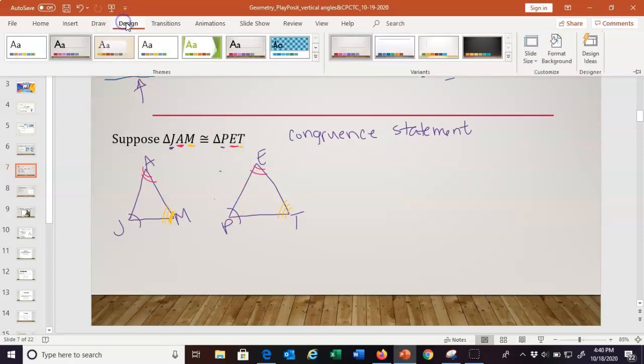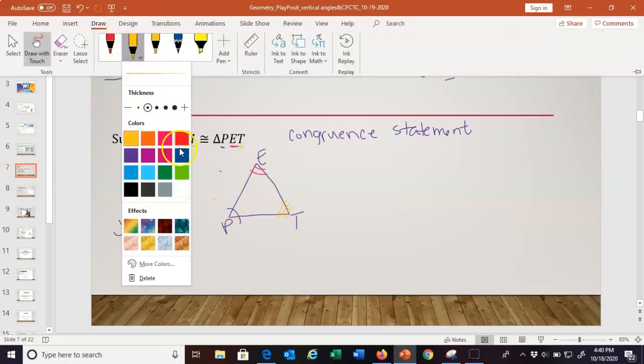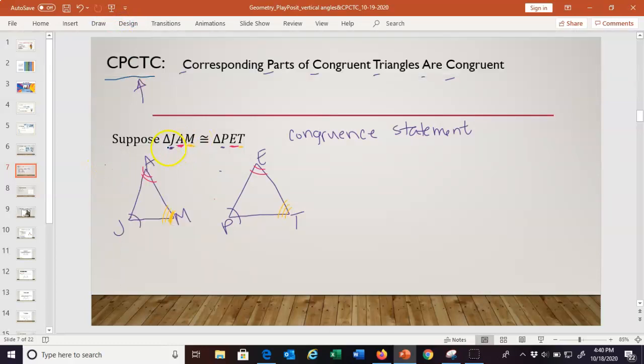So we can do the same thing with the side lengths. Do you see how JA is written next to each other, J and A, and P and E? So that means JA is congruent to PE. So I made those tick marks match. We can keep going. AM is written in the same place as ET. So AM, ET. And then lastly, JM and PT. First and the last, first and the last. So we can use this congruence statement to mark up our triangle.